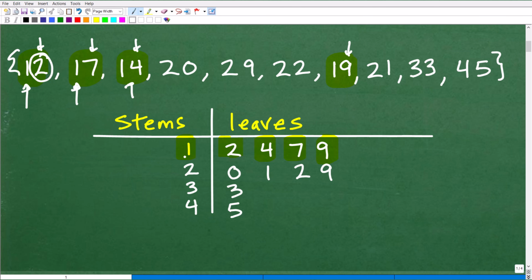Okay, here we have 1, and when you're interpreting these stems and leaves, these are numbers, right? 1 and 2 mean this is the number 12. 1 and 4, that's 14. So you can read this. If we want to reconstruct the numbers here, this is saying we have the number 12, 14, 17, and 19. Okay, so now let's go ahead and look for the next stem.